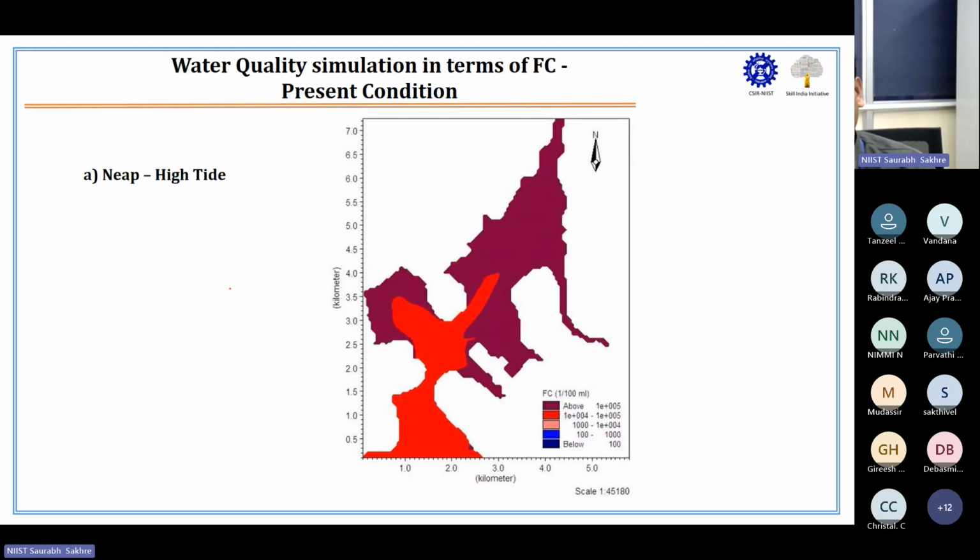Now this is fecal FC, fecal coliform. As I told you earlier, nearby developments are there and they are also discharging human waste into that.